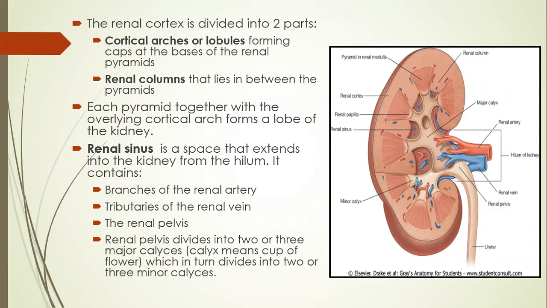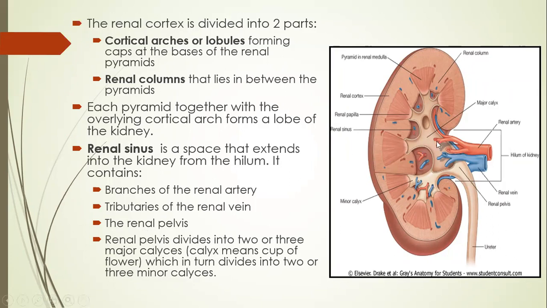Renal sinus is a space that extends into the kidney from the hilum. If you see here, there are spaces. These are called renal sinus. Renal sinuses are nothing but spaces, but they will not be empty; they will contain the branches of the renal artery. As you can see in this picture, the most anterior structure will be the renal vein, then the renal artery, and behind that will be the renal pelvis.